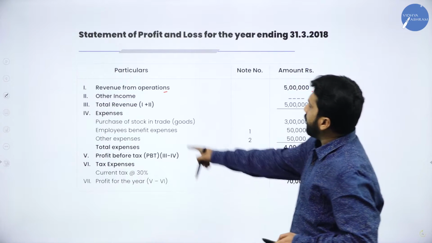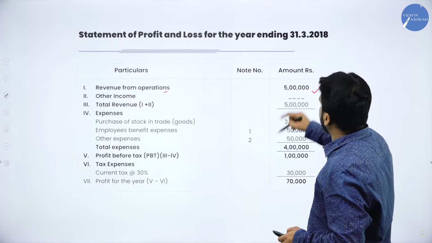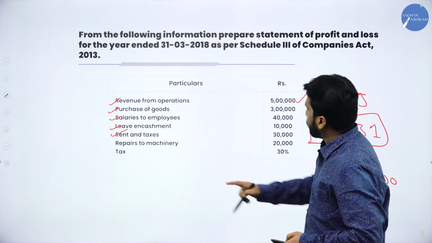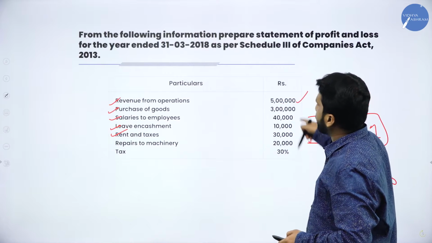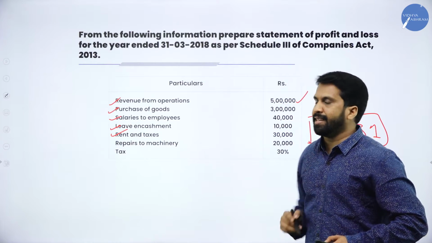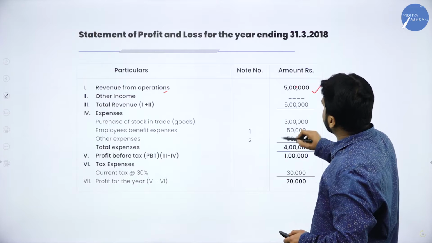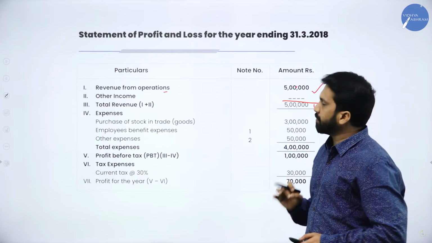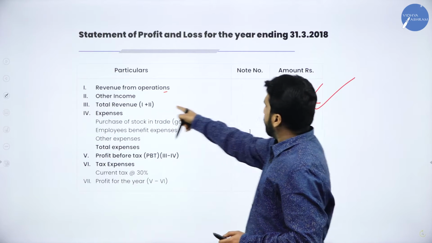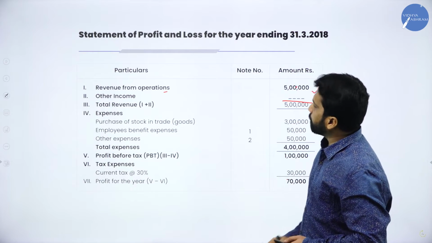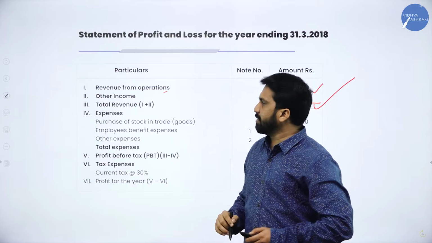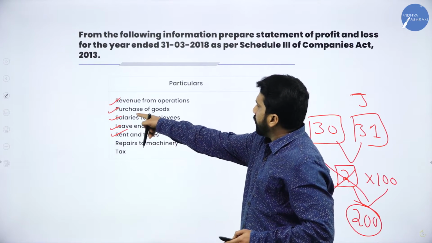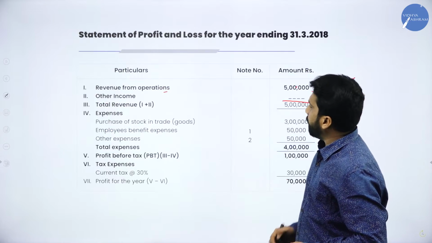Next, other income, nil. Why is it nil? Because in the question they have not given other income. So it is nil. 5 lakh plus nil. What is your answer? It is 5 lakh only. Now, total revenue is 5 lakh. Now we'll come to the expenses. Under expenses, purchase of goods we have.